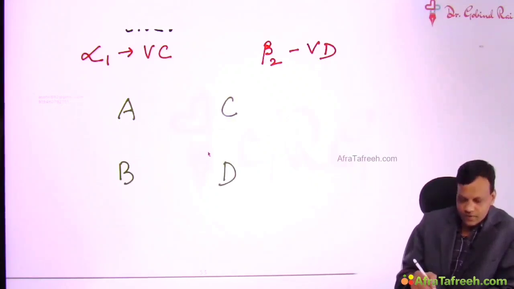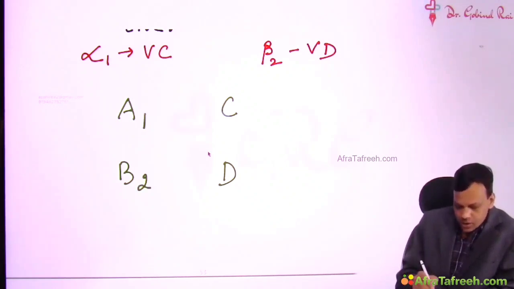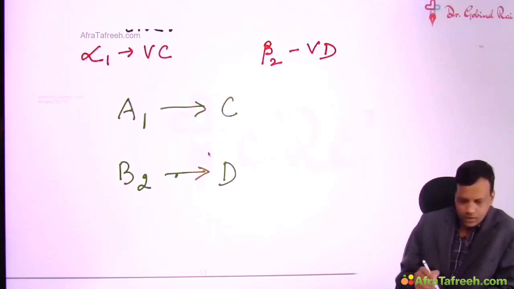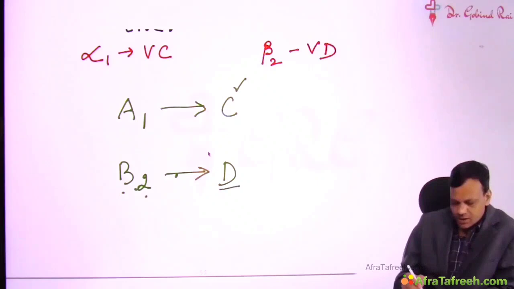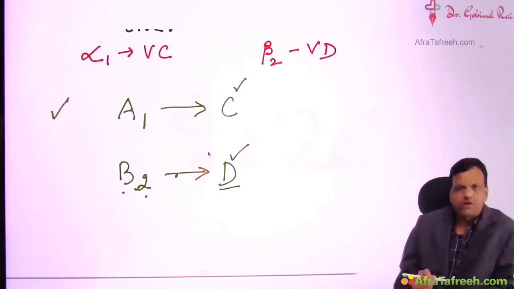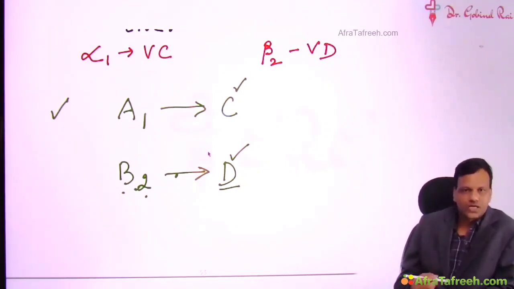And in nursery class we were also told the counting 1, 2. Now we just need to put the arrows. So you can remember A1 means alpha 1, it will cause C, which means constriction. B2 means beta 2, it will cause D for dilation. So alpha 1 will cause vasoconstriction and beta 2 will cause vasodilation. So we have remembered which receptor causes vasoconstriction and which causes vasodilation.